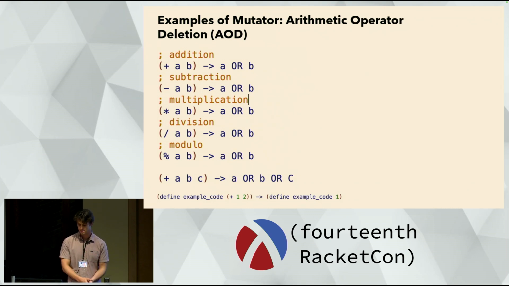And I say A or B, but really the mutation engine would generate two mutants: replace it with A, run the test cases, and then replace it with B, run the test cases again. And then obviously in Racket, you can have an arbitrary number of operands. So something like the last example down here would generate 3 different mutants, so you'd run your test cases 3 individual times.